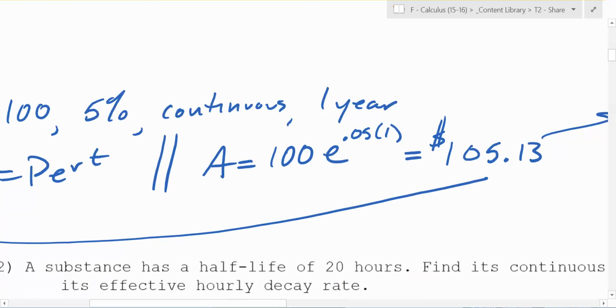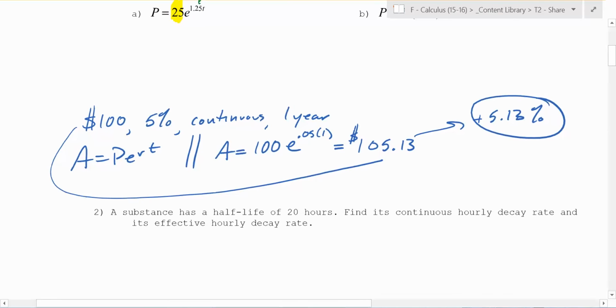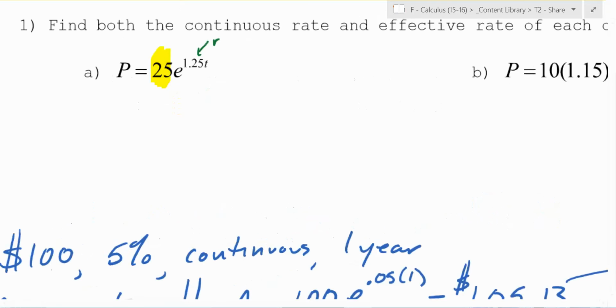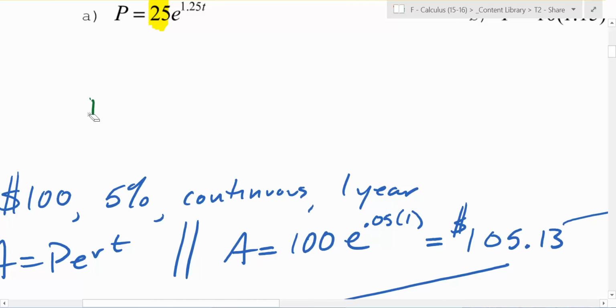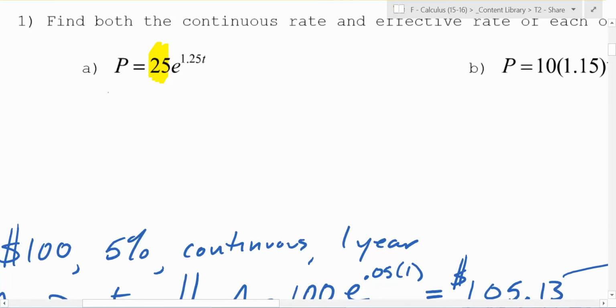So what did we do to do this one? We took 1 year. We looked at what happened in 1 year. So what should we plug into this? What did we do down there? Plug in 1. So just do P of 1 and see what it is. Everybody take out your calculator. P of 1 equals 25e to the 1.25 times 1, like that. When you have it, raise your hand.